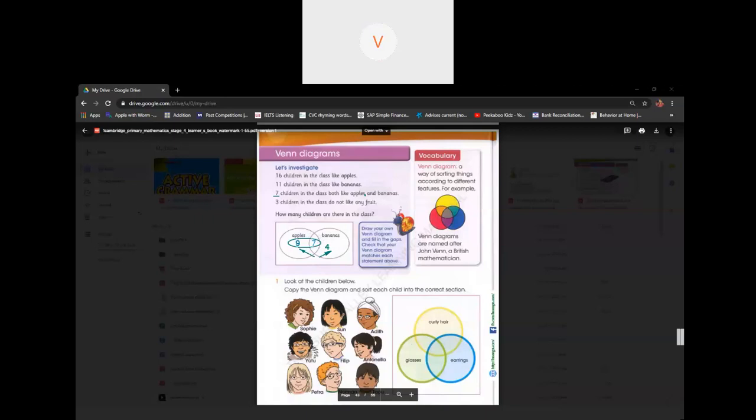Okay, now we're gonna make another circle. In the 11 children, 7 also liked bananas, so they also included the 7. So you have to subtract the 7 from the 11, and you get 4.